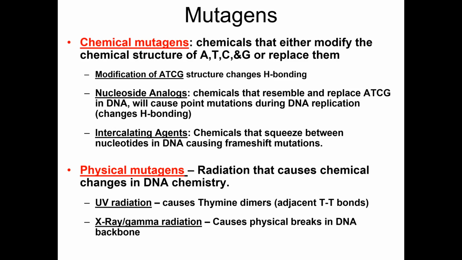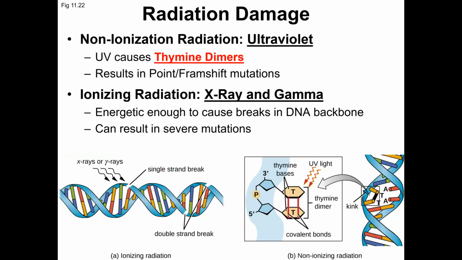Okay, so let's see what happens. All right, so ultraviolet radiation isn't too awful. It's non-ionizing, so it's not going to break your DNA. UV radiation is harmful because your DNA will absorb it and cause what's called thymine dimers. So let's see what a thymine dimer looks like.